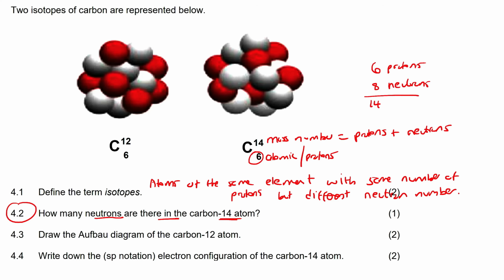So we can just say here 8. Now this one says draw the Aufbau diagram. What is an Aufbau diagram? The Aufbau diagram is that one that has the blocks like this with the arrows. Some of the arrows are going up, some of them are going down. That is the Aufbau diagram, okay?